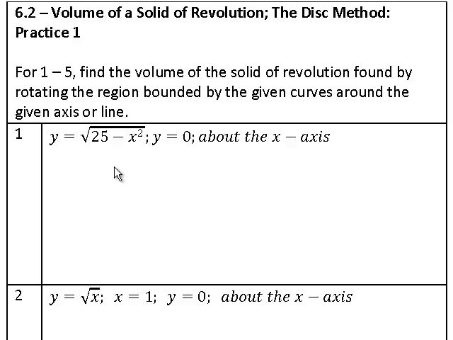In number 1, we want to find the volume of a solid of revolution formed by revolving the region under this curve and above y equals 0, that is above the x-axis, about the x-axis. All right, so here's the picture.